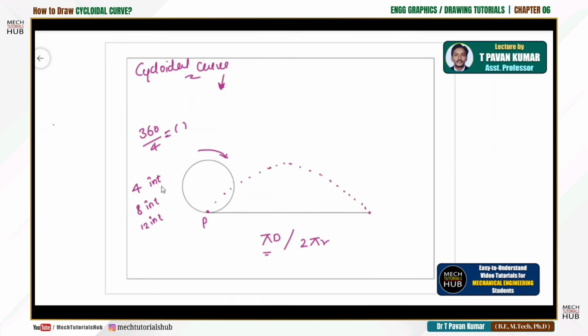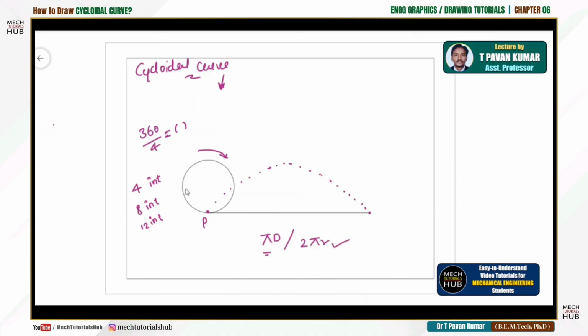So the cycloidal curve is traced by a point. Let us imagine that this is that particular point P on a circle already marked, being rolled along a straight line. A cycloid is nothing but a path or a locus, and let us call this straight line a directing line. For that, this is the formula.